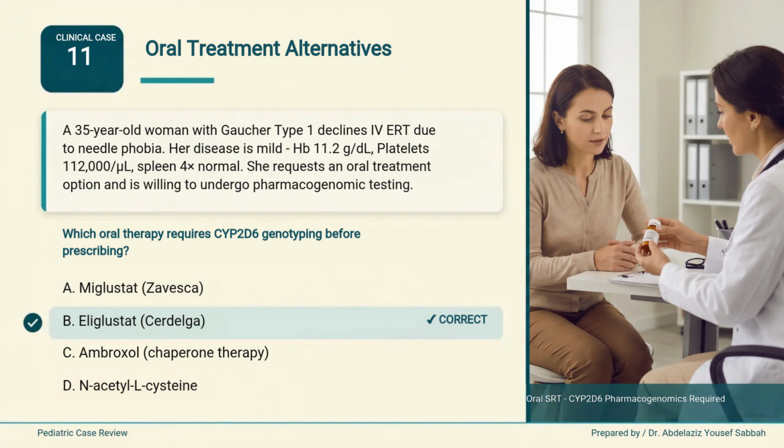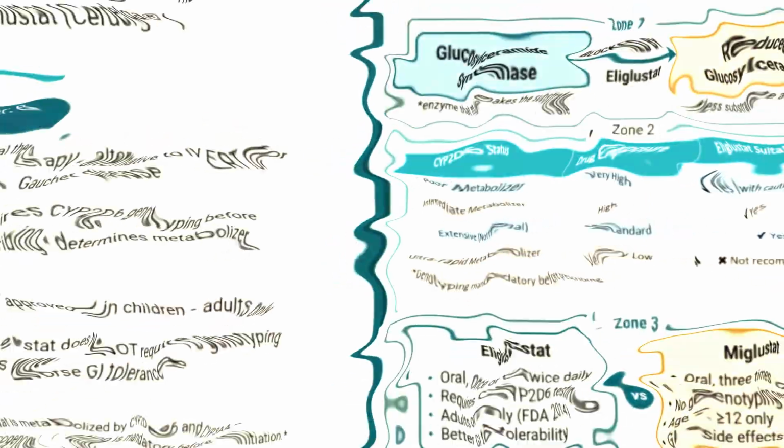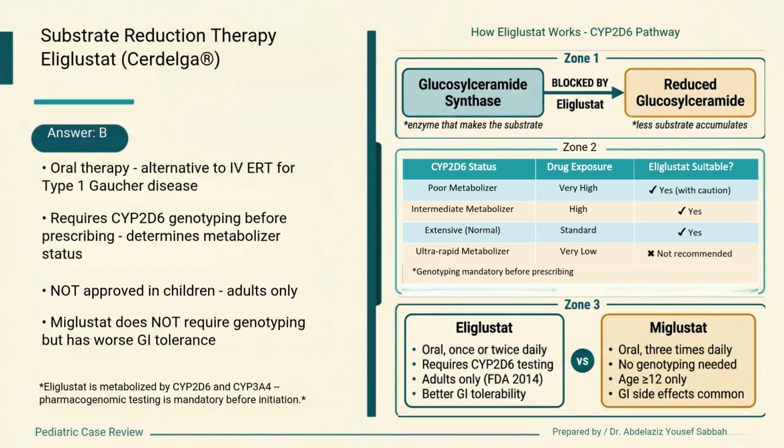Option A, miglustat, also known as Zavesca. Option B, eliglustat, also known as Cerdelga. Option C, ambroxol, used as chaperone therapy. Option D, N-acetyl-L-cysteine. The correct answer is option B, eliglustat.